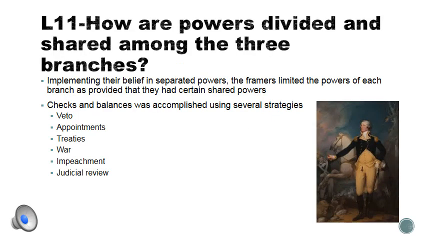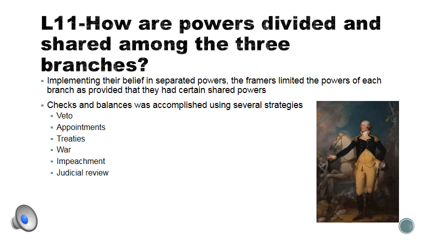So, how are powers divided and shared among 3 branches? So, implementing their belief in the separation of powers, the framers limited the power of each branch, but provided that they had certain shared powers. So, checks and balances is going to come into play here, and we'll talk more in detail about checks and balances this week. So, checks and balances was accomplished using several strategies, so the president could have the veto. Even though the House of Representatives and the Senate would have to pass the same language, the president could still veto it.